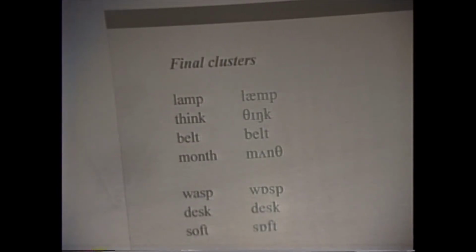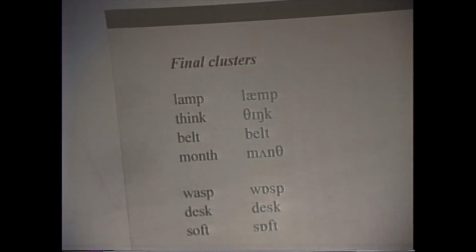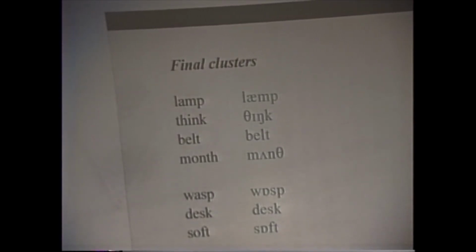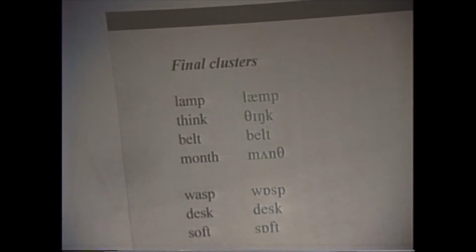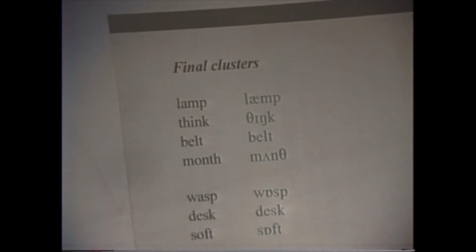So a typical error is to say, I thin they're wrong, instead of, I think they're wrong. In other words, omitting the K in think. I think there must be a bit of voicelessness at the end of that. Not I thin that it's right, but I think that it's right. Apart from that, in general, these are relatively easy final consonant clusters.